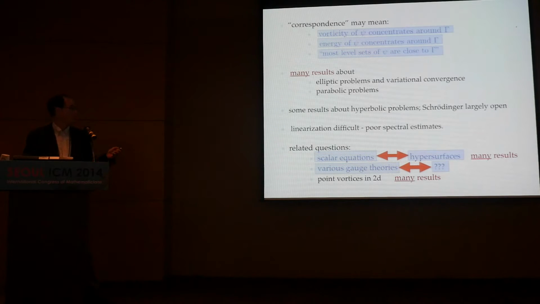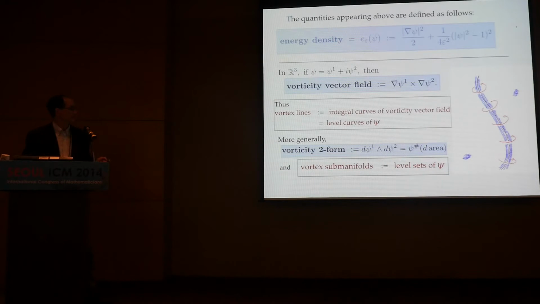Okay, and so next to define these quantities. So the energy density is simply the quantity we showed before that appeared in the integrand. And so this Dirichlet term plus a penalization term which forces the modulus to be close to 1 when epsilon is small.